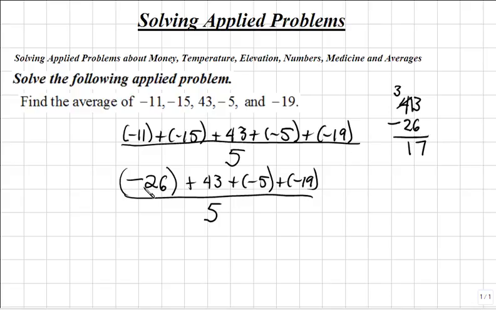So negative 26 plus 43 becomes 17, and since 43 is a larger number than negative 26, we'll keep the sign of 43, which is positive. So we now have 17 plus negative 5 plus negative 19, all divided by 5.